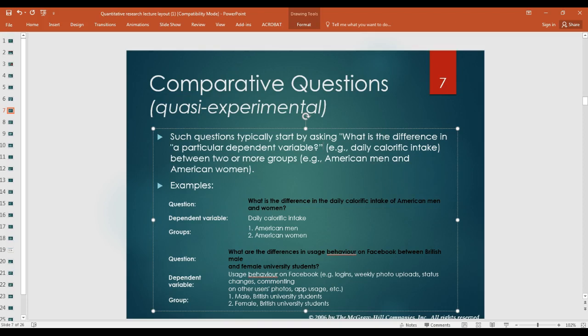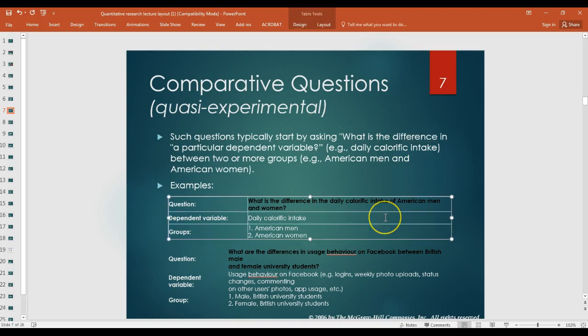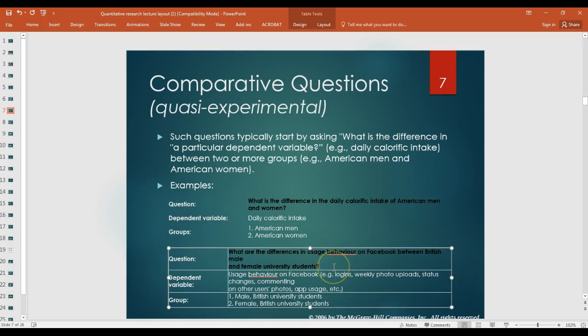So you want to compare 2 groups and you want to know the difference, and that's the keyword right here. If you want to compare, then you're comparing between 2 groups and you want to know the difference between them. So let's look at a question. What is the difference in the daily calorific intake of American men versus women? And then here the question is, what are the differences in usage behavior on Facebook between British male and female university students?